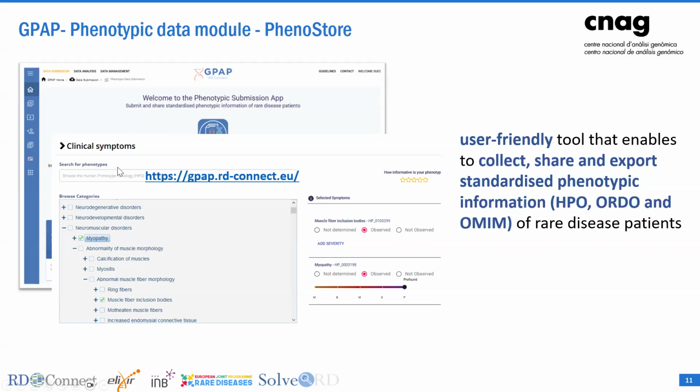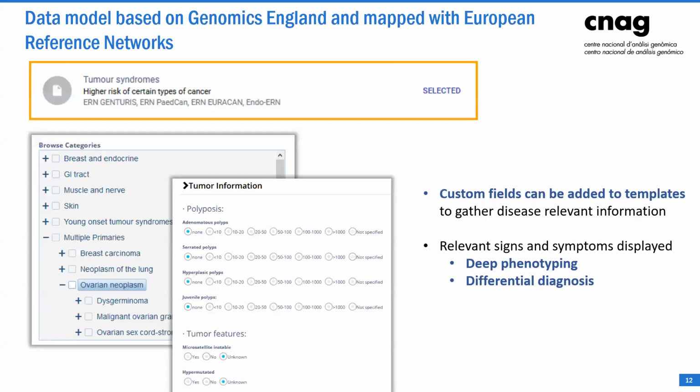And we have a user-friendly interface so that clinicians or the people that are in charge of uploading the data to the system can access. This interface has been created based on the data models from Genomics England, where they have already defined 20 groups of disorders to try to map all the types of rare diseases. So we have used all that work and information to stratify disorders in our system. And we have also mapped every one of these 20 groups of disorders with the European reference networks, and this was done in collaboration with the Orphanet and the INSERM.